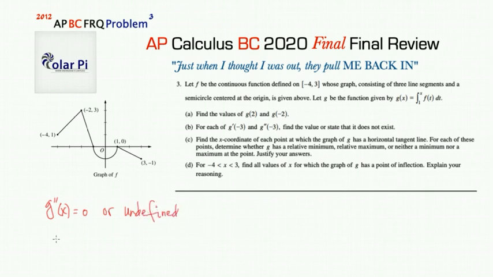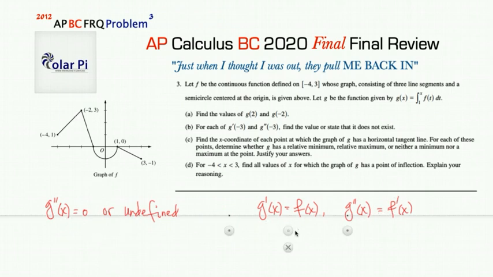Now, we've already said that g prime is equal to f, so g double prime of x is equal to f prime. So we're trying to figure out where f prime, the slope of f, is equal to 0 or undefined. There's only one place where f prime is equal to 0, right there, where we have a horizontal tangent to the graph of f. So that's x equals 0, so one candidate is x equals 0.